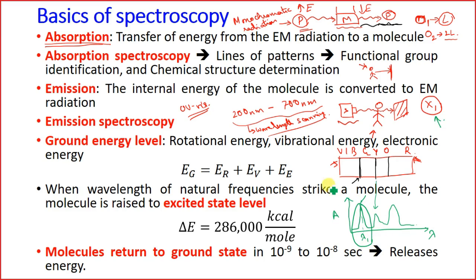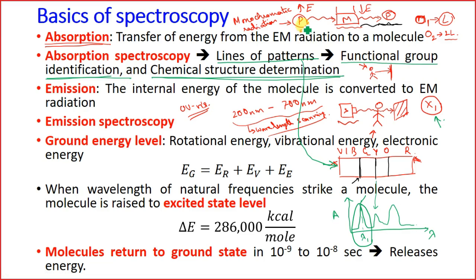Now this pattern where you have black lines, these are called lines of patterns. These lines of patterns are used for functional group identification and chemical structure determination. So this is all about the absorption.